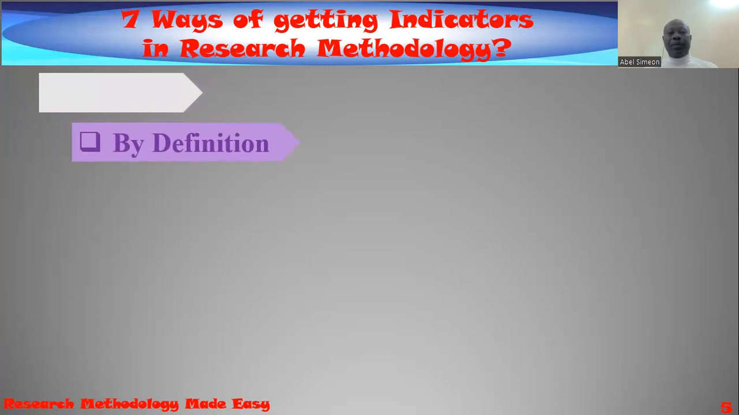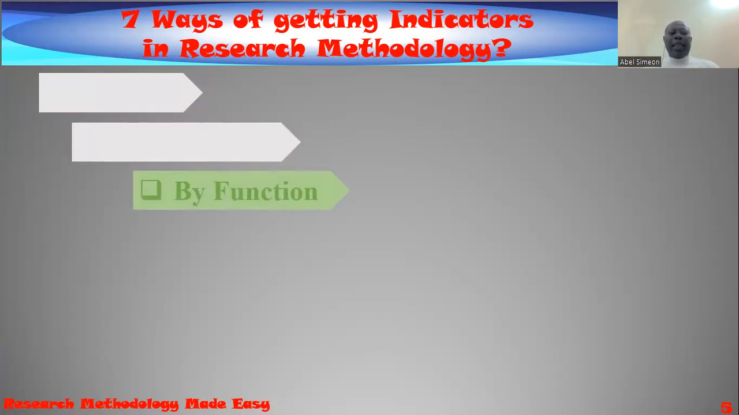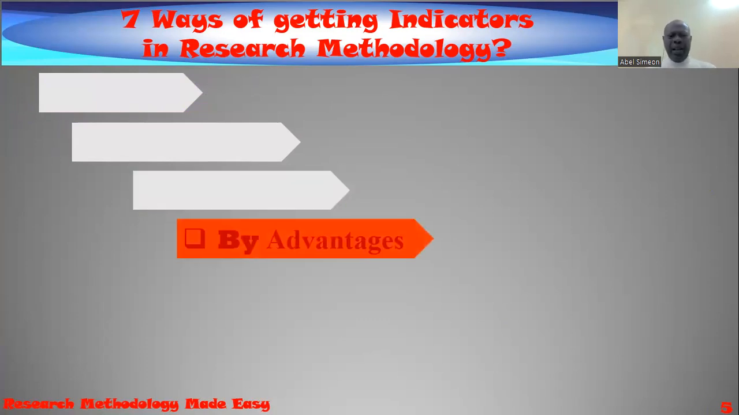Number one, you get indicators by the uses of those variables. What are the uses? If you get the uses, these are indicators. Number two, the definition of the variables are also indicators of those variables. Number three, the function. What does the variable do? Those things that the variable does are called indicators.